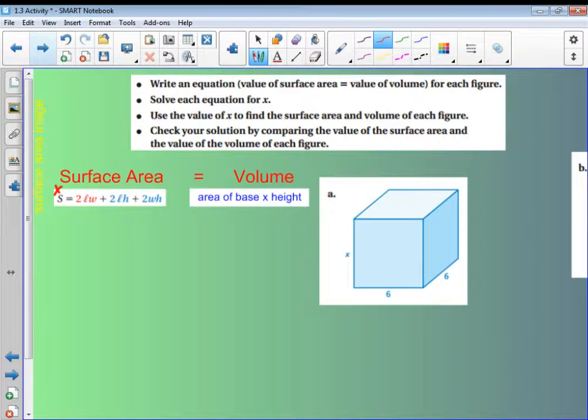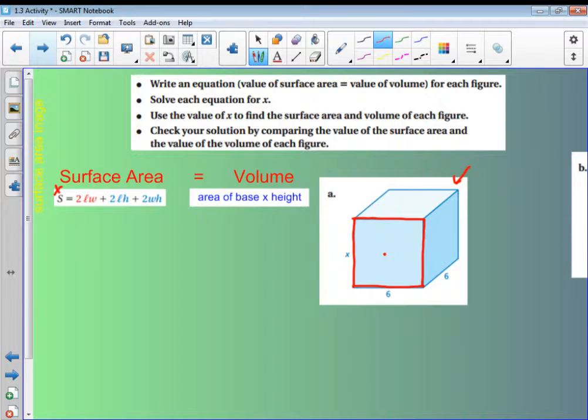So we've got 2 times the length times width, 2 times the length times height, and 2 times the width times height. Well, let's just do a visual, because I'm a visual person. When you do surface area, you're thinking of each of these surfaces as their own, and then you add them all together. On a cube or a rectangular prism, you always have 2 sides that are the same, like this front and this back. So if I find the area of one of them, I actually have 2.